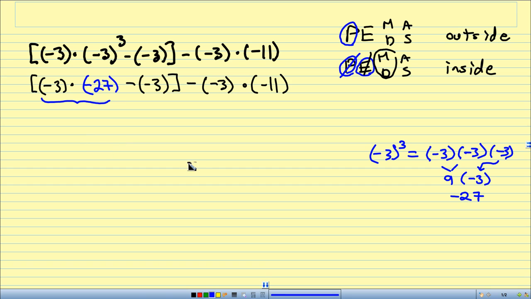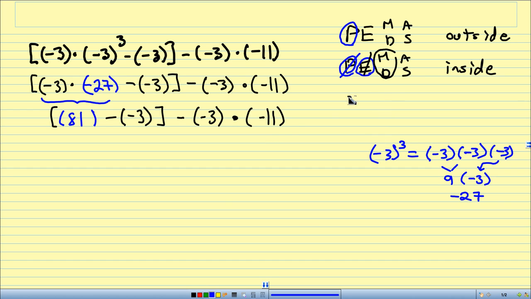And that, well, negative times a negative, I automatically know it's going to be a positive. And now 3 times 27, and that is 81. And now minus a -3, and minus a -3 on the outside here, times -11. Well, I'm still working on the inside of that parentheses. Let's check. Any more multiplication, division? Nope. So now I got addition and subtraction right here.